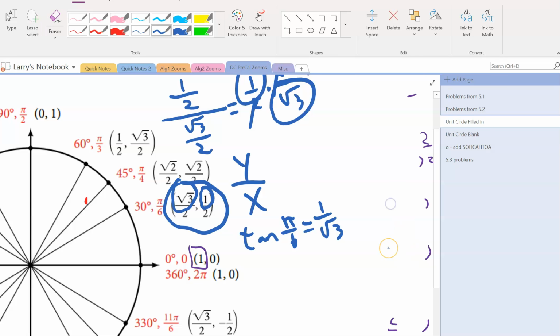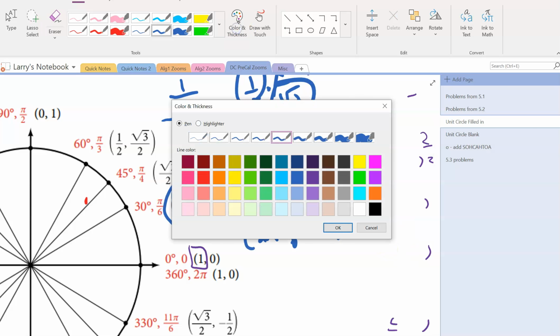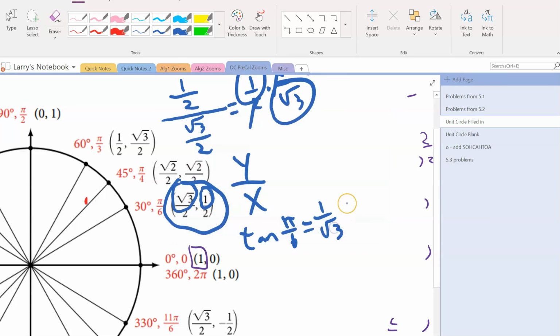Again, we won't leave the square root in the bottom. We'll need to rationalize the denominator. Let's multiply by the square root of 3 over square root of 3.